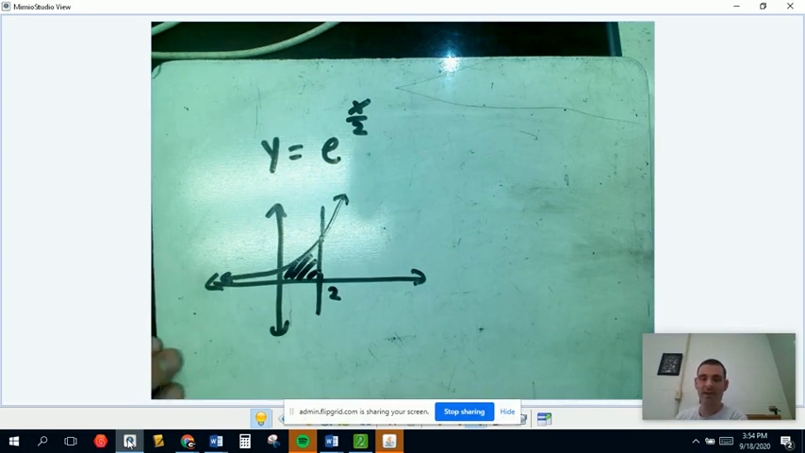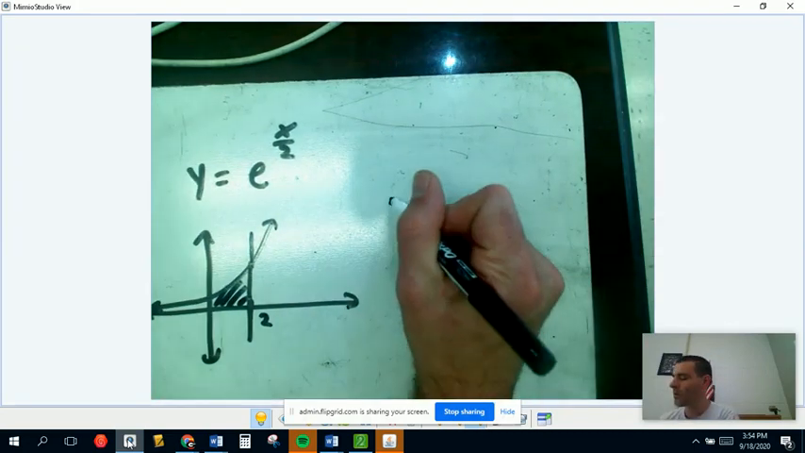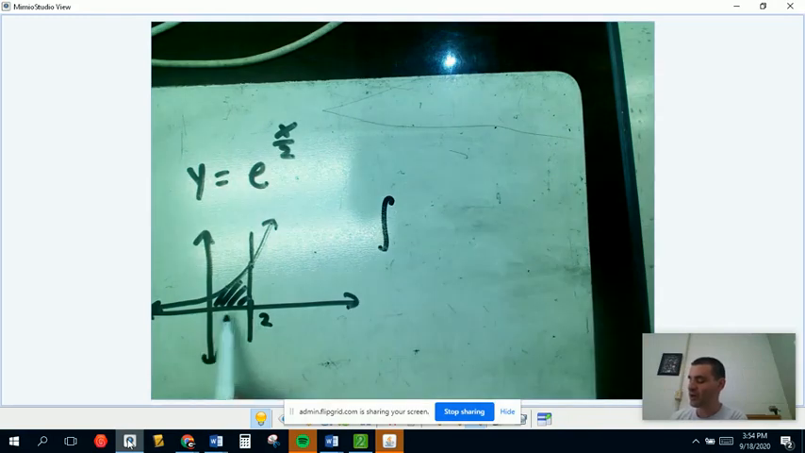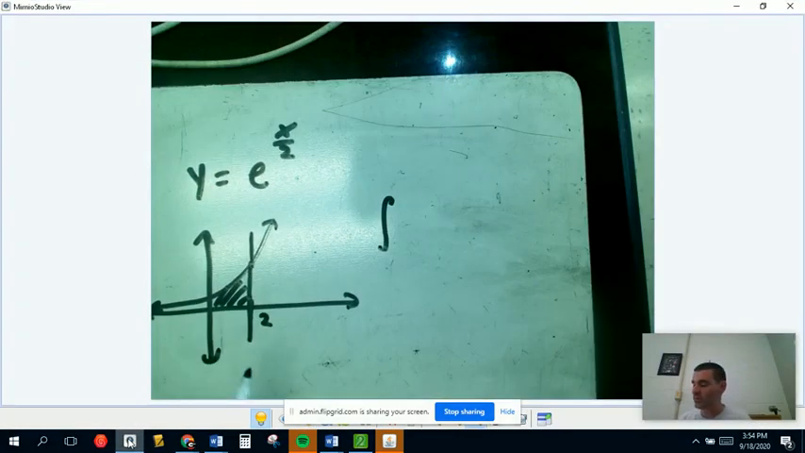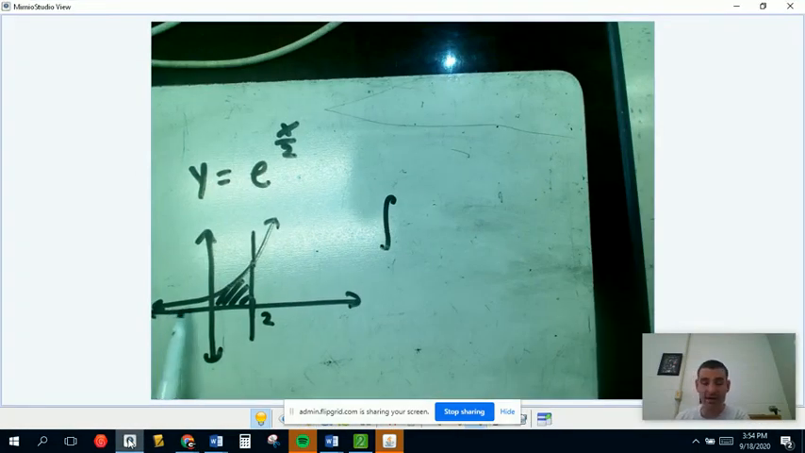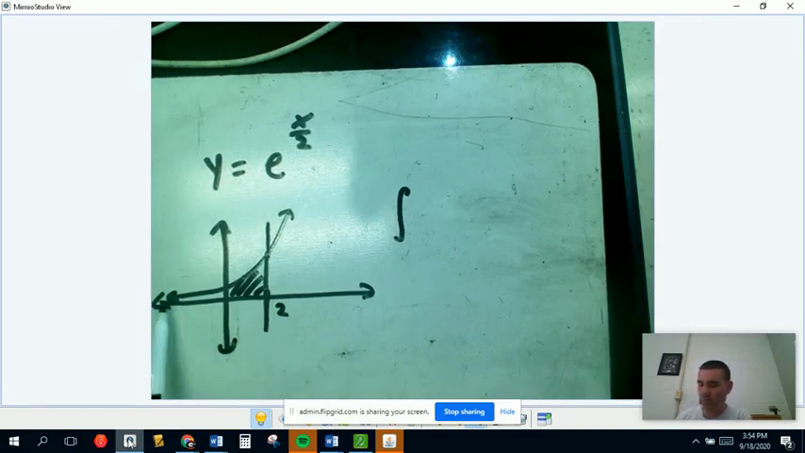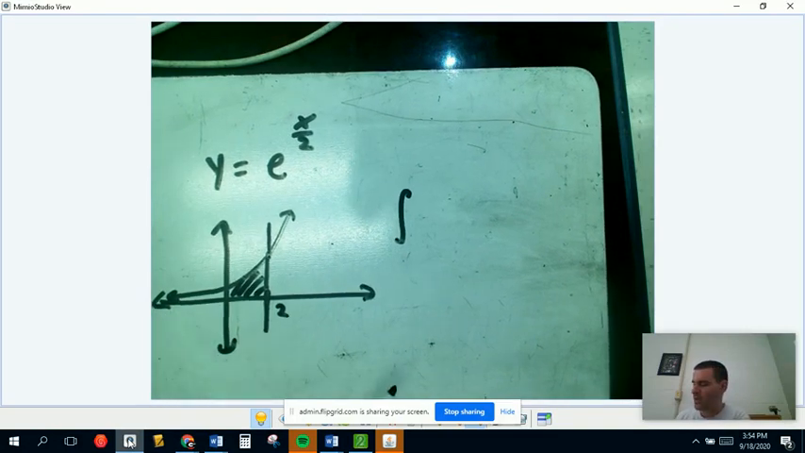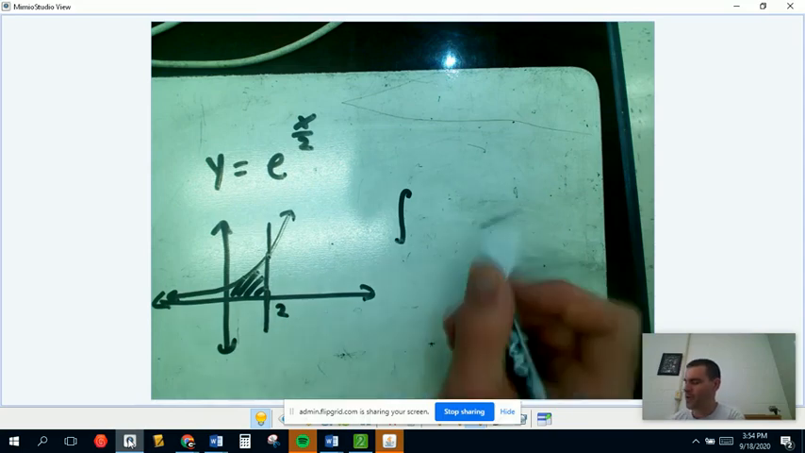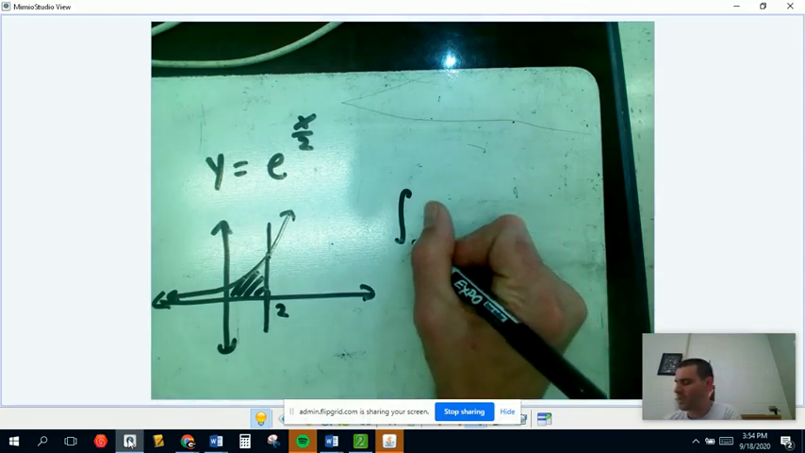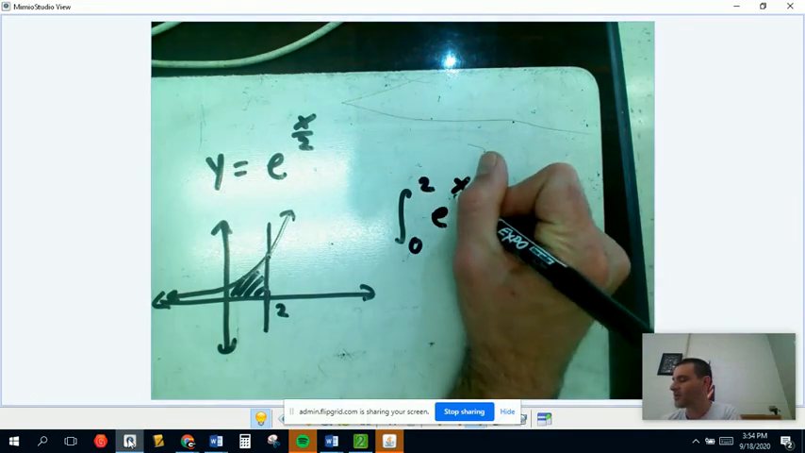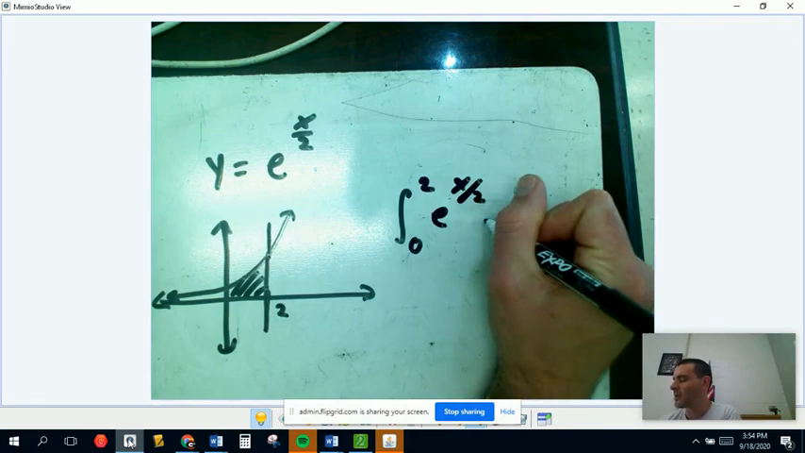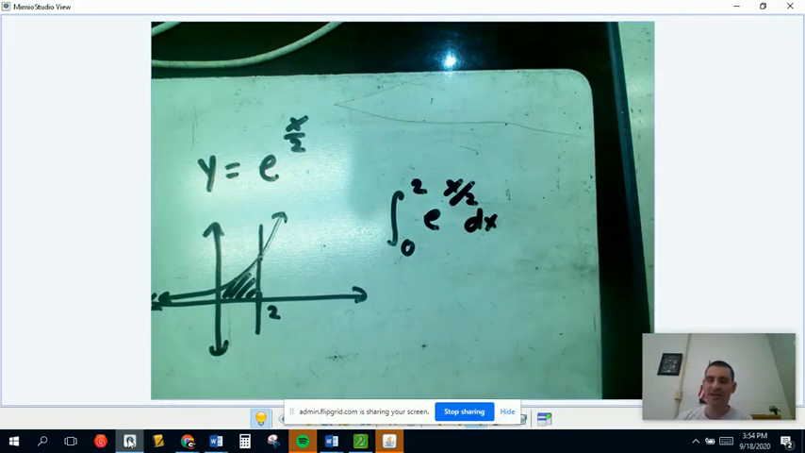All right, so we want to find the area of that region. So we're going to take the integral, and the x values here are clear, between 0 and 2. Let me go back and make sure it said that. In the first quadrant, right? So we don't venture off. That would be something called an improper integral, which is later. But we go from 0 to 2 here of e to the x over 2 dx.